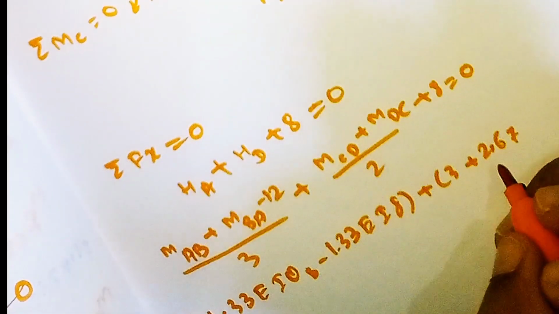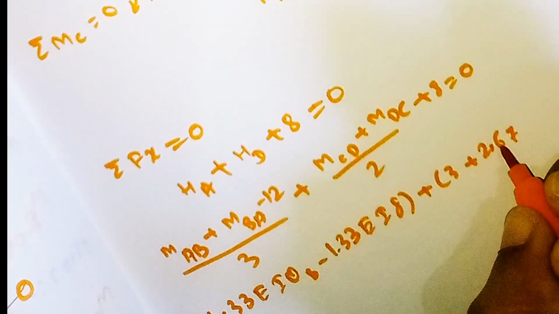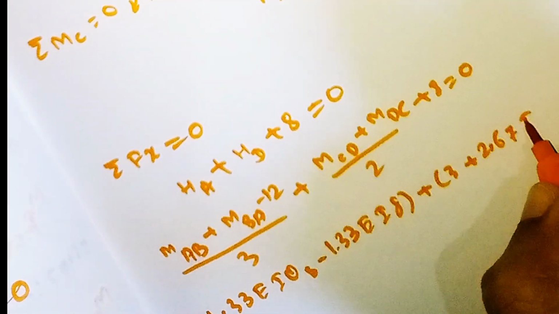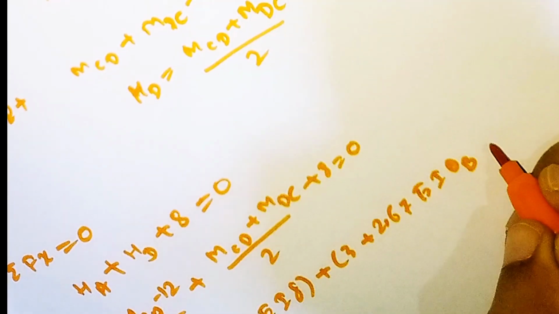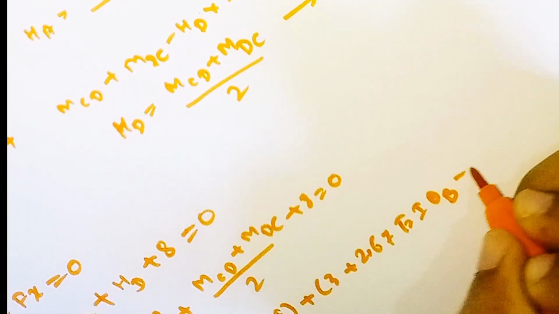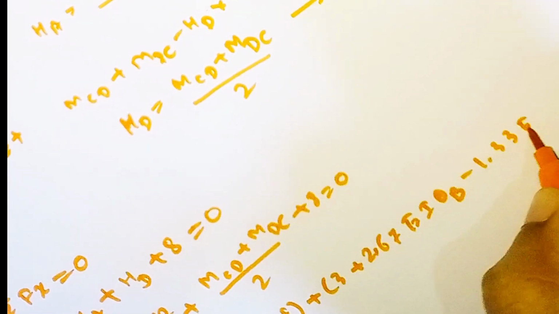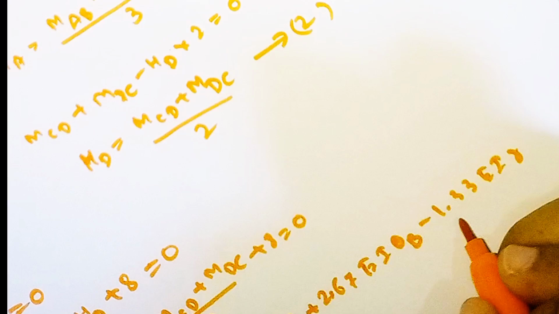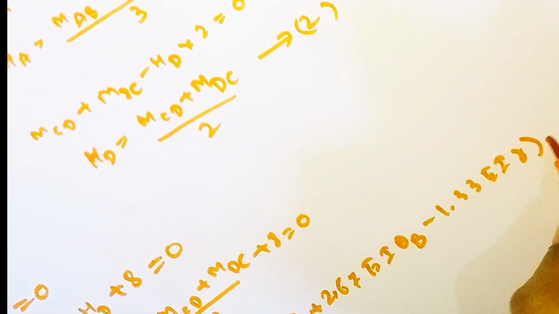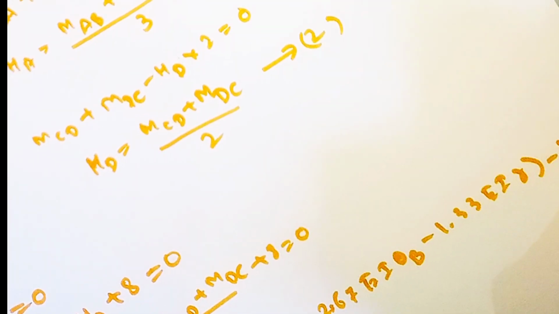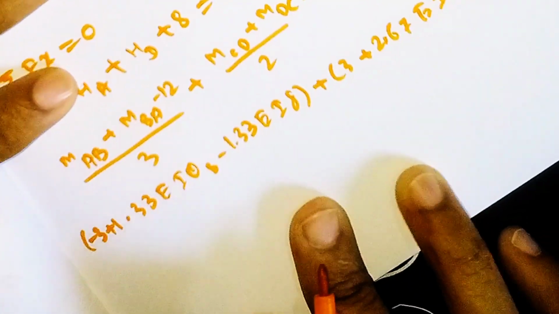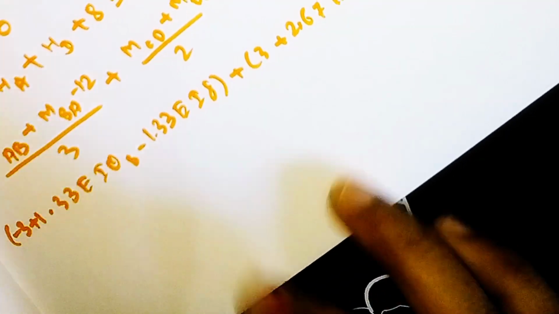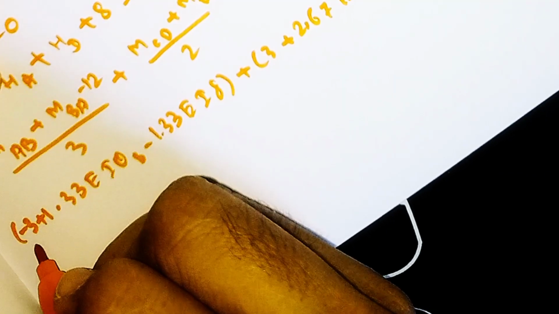So the MAB and MBA value is 2.67 EI theta B minus 1.33 EI delta. Minus 12 is there, keep it as it is. Divided by 3 is there.